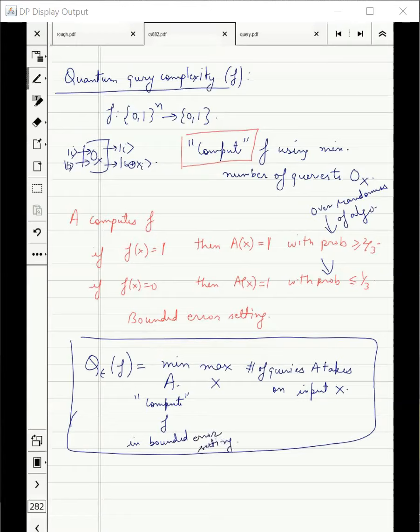Any questions about this definition of quantum query complexity? In some sense, I have just summarized whatever was our notion of computation, whatever we did for Grover search, everything, and slightly generalized it now to compute any general function. Any questions about this formal definition?